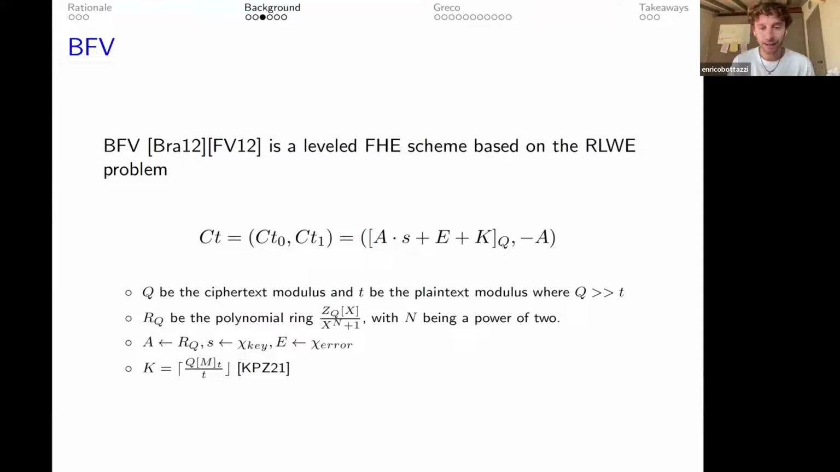And this is bad because it wouldn't allow us to recover the message during decryption. What we do instead is we multiply the message, which, by the way, is defined in the plaintext modulus, which is much smaller than the ciphertext modulus. We multiply the message by this scaling factor Q divided by T, and this allows us to move the message away from the error.